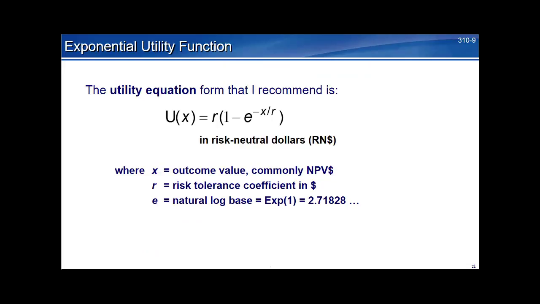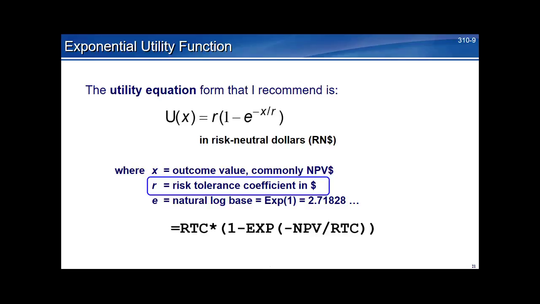There are many possible utility function shapes. Most practitioners settle on the exponential shape because of its very desirable properties. I recommend this formula so that the units are more meaningful, risk-neutral dollars. Note that R appears in the equation twice. If you accept the exponential shape, then all we need for your risk policy is to determine R. This is how the expression might be expressed in Microsoft Excel. I've used RTC as a symbol for R because Excel reserves R for special use.